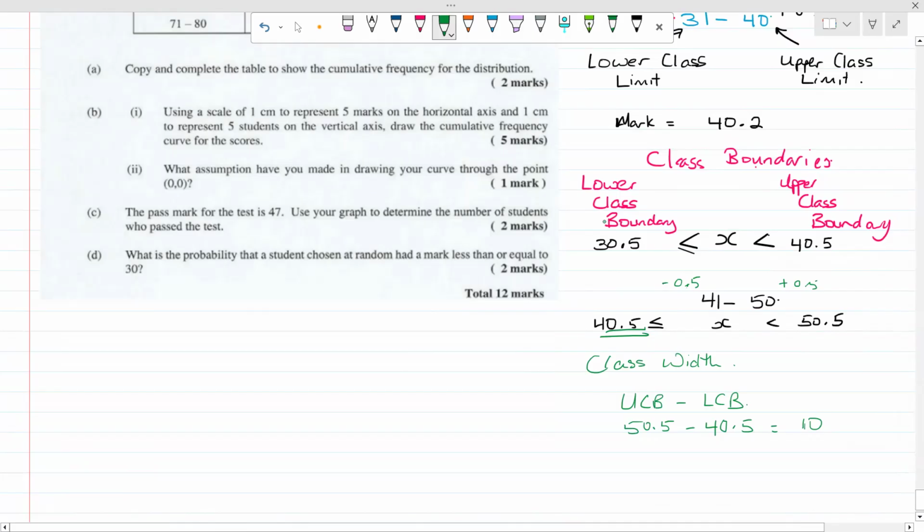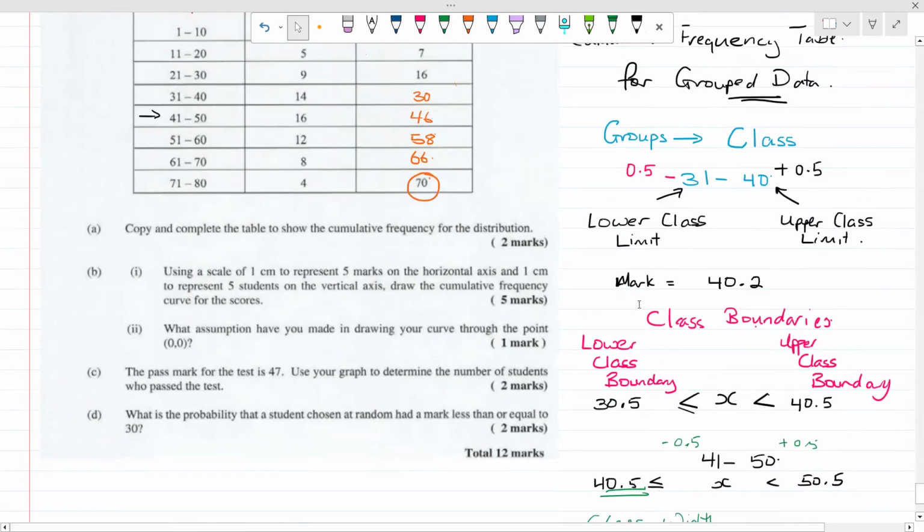Okay, good. Now let's talk about part B of the question. Using a scale of 1 centimeter to represent 5 marks on the horizontal axis and 1 centimeter to represent 5 students on the vertical axis, draw the cumulative frequency curve for the scores.